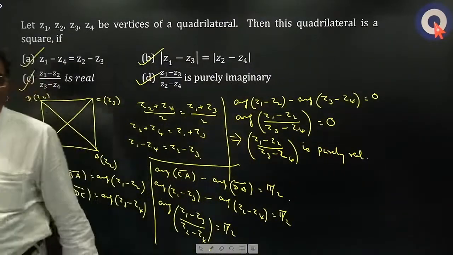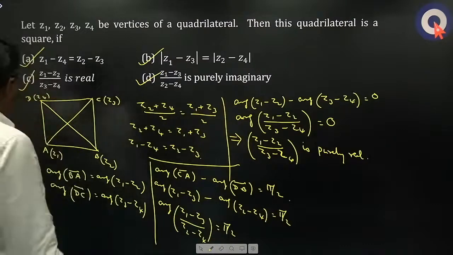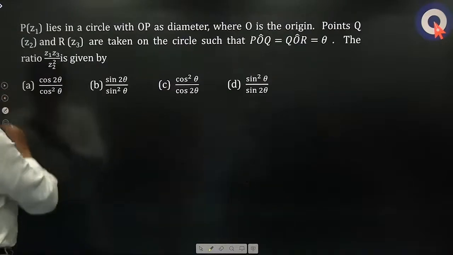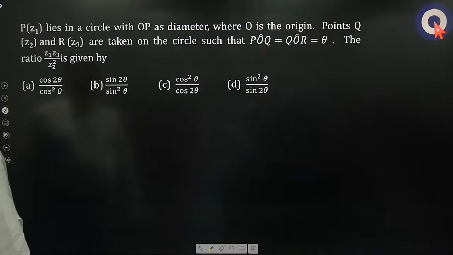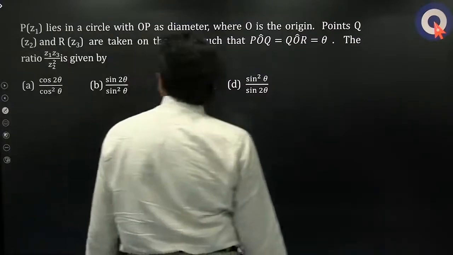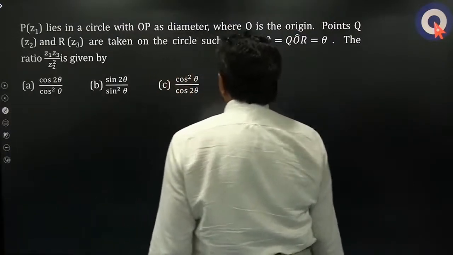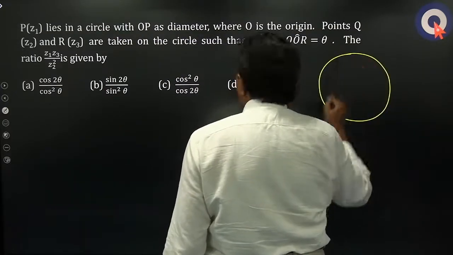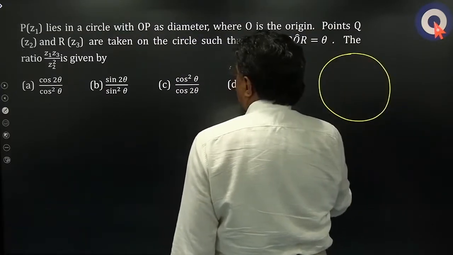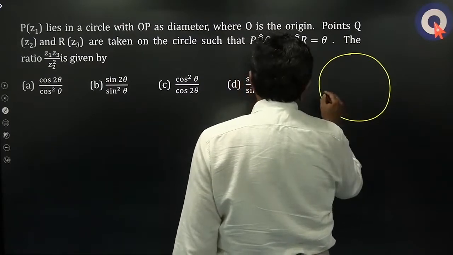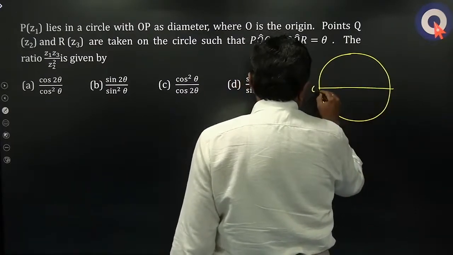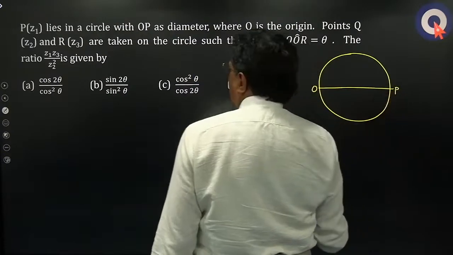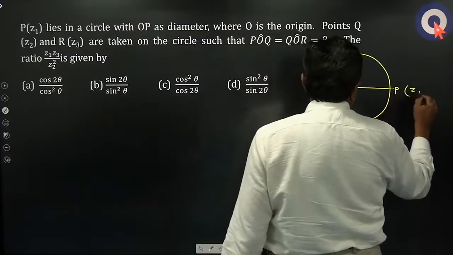All right. Let's move on to the next problem. Z1 lies in a circle with OP as diameter, where O is the origin. Points Q and R are taken on the circle such that, okay, we'll first draw a circle. P Z1 lies in a circle with OP as diameter. All right. This is Z1. Okay.